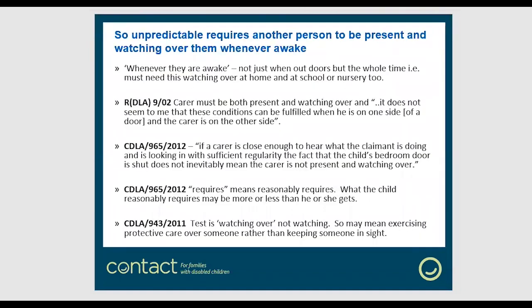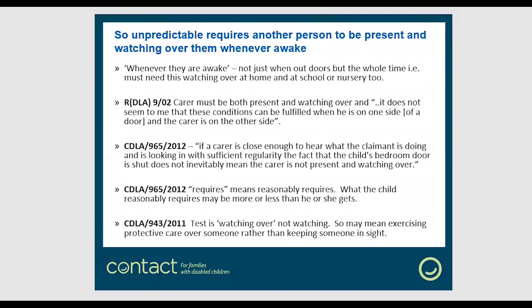You also need to show in the third of these behavioral tests that your child is so unpredictable that the whole time they're awake, they require another person to be present and watching over them. In some ways, this is one of the most contentious and difficult of the tests to meet, because there's a lot of disagreement in case law about exactly how this should be interpreted. We spoke earlier about different judges coming to different conclusions about how this should be interpreted, and this is one of the areas where there's a large degree of disagreement.